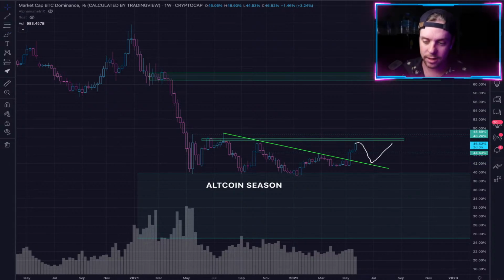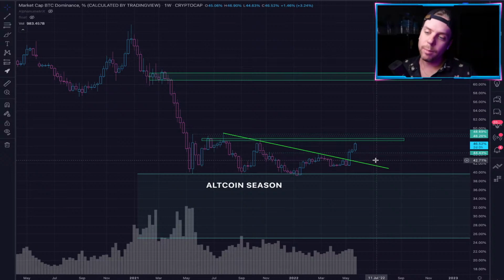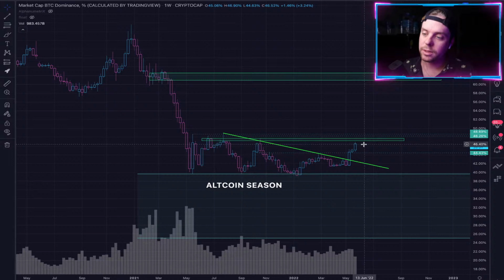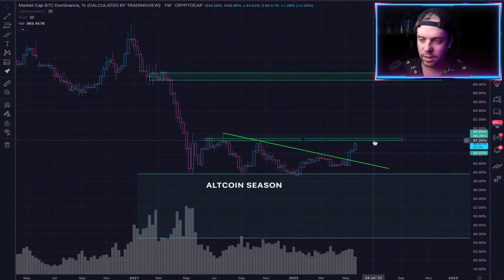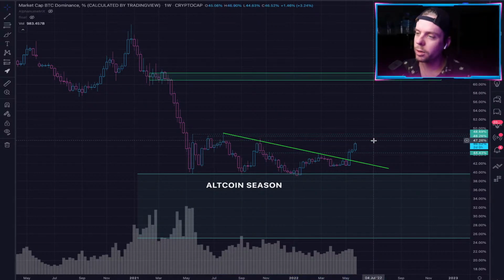I'm not counting on it. I'm not holding my breath for it, because what I'm looking at with the technicals of Bitcoin is further downside, which would just rip the altcoins down more. But it's absolutely a possibility. So be on the lookout for that kind of resistance point that we're approaching here.